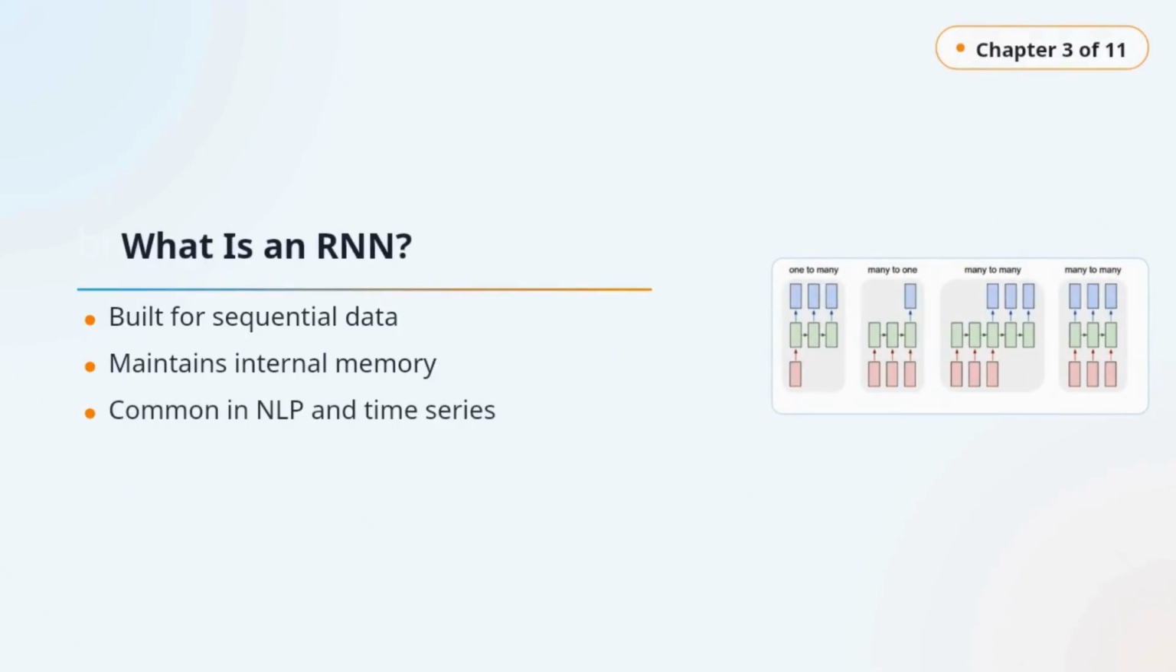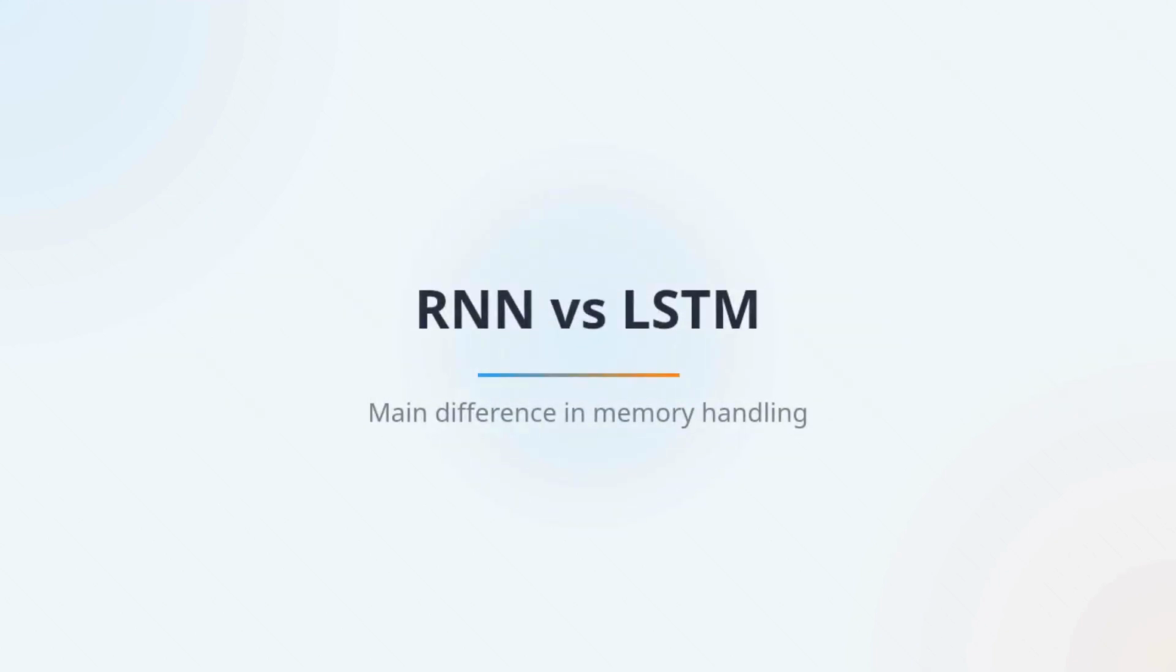A recurrent neural network, or RNN, is a deep learning architecture specially designed for sequential data. Its key idea is internal memory. That means it can use information from earlier time steps while processing the current one. This makes RNNs very useful in NLP and also in time series prediction tasks. Now let us look at this in a simple table format.